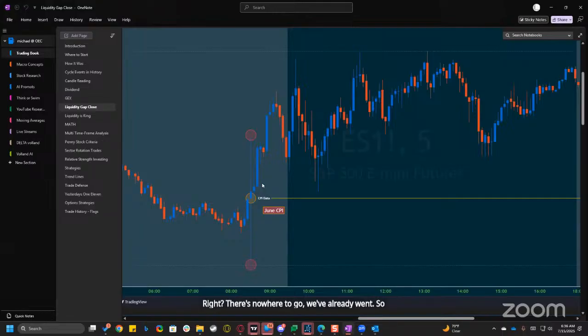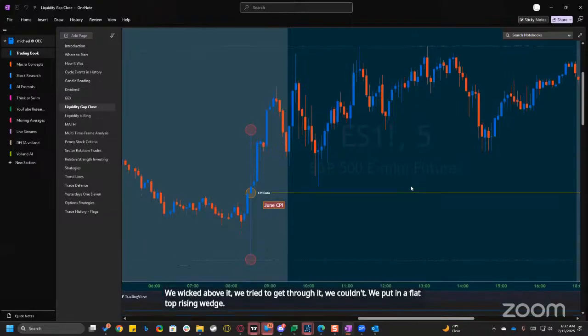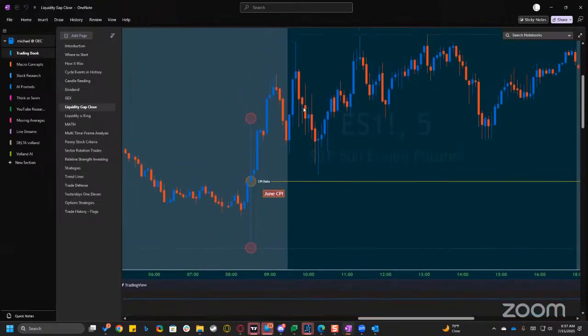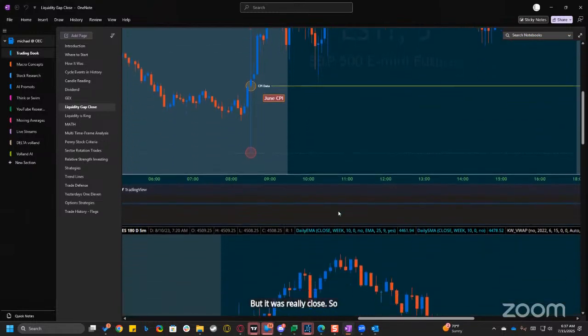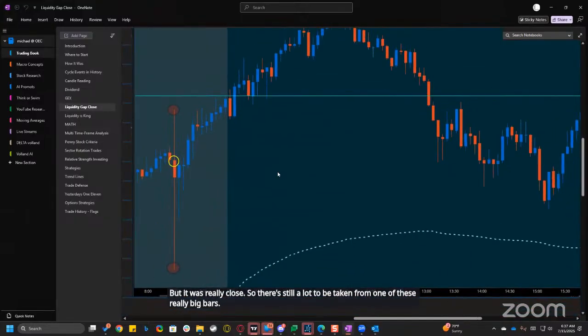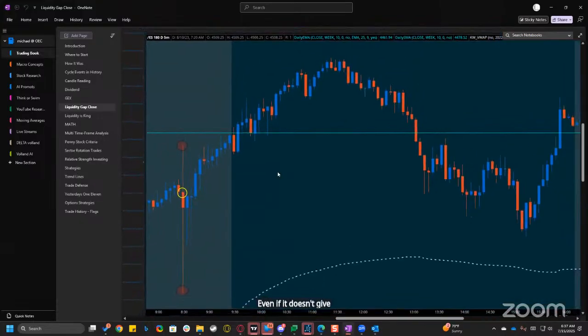So if we get a really big bar like this, we can use the quadrant lines, measure 50%. That's where we topped out that day. We wicked above it. We tried to get through it. We couldn't. We put in a flat top rising wedge, which breaks to the downside, and we did that. So there was still tradable opportunities. Even on this pullback here, it didn't quite get back to 50%, but it was really close. So there's still a lot to be taken from one of these really big bars, even if it doesn't give us a gap close play.